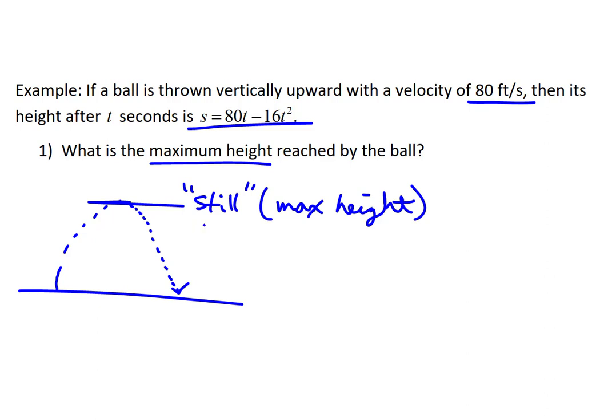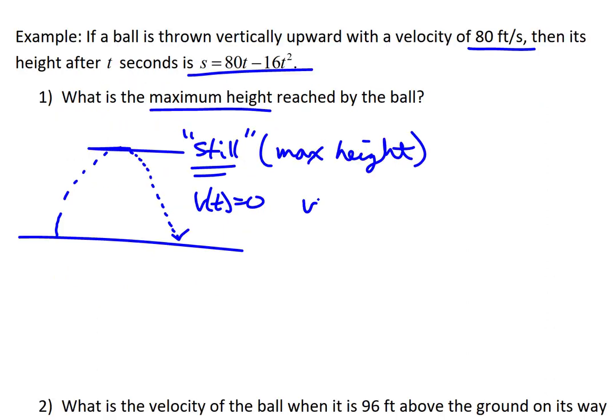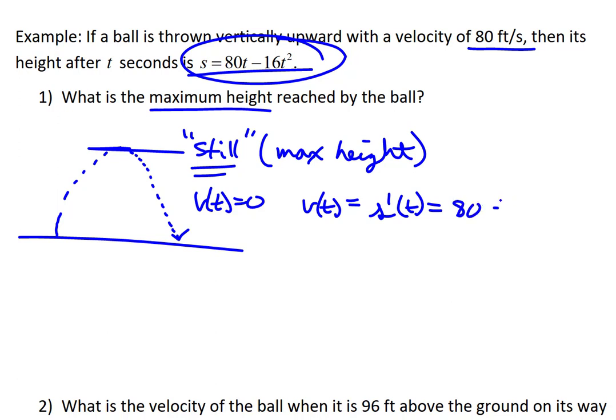At that still moment, that's when we could say that the velocity v of t would have to be 0. Now recall that velocity, v of t, as we defined way above in our notes is really s prime of t. It's the derivative of the position function, which in this problem was given as 80t minus 16t squared. So the derivative of that would simply be 80 minus 32t. That's just using the basic polynomial derivative rules we know at this point.